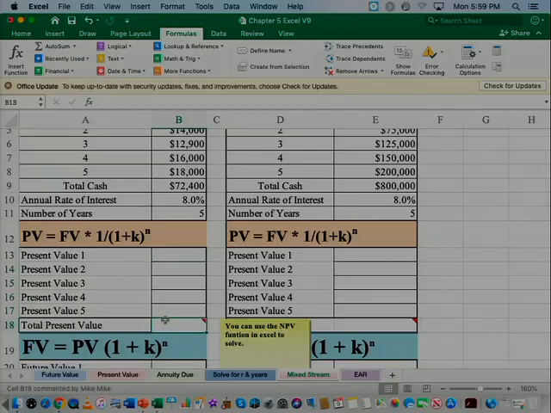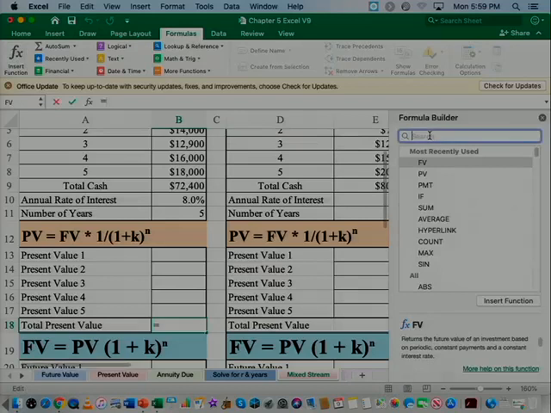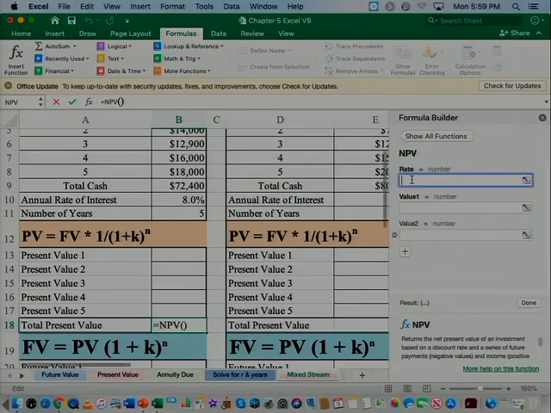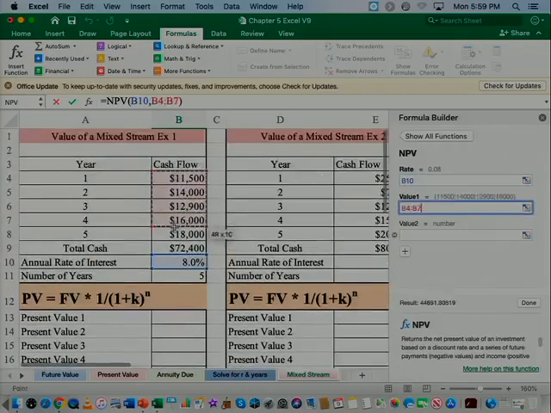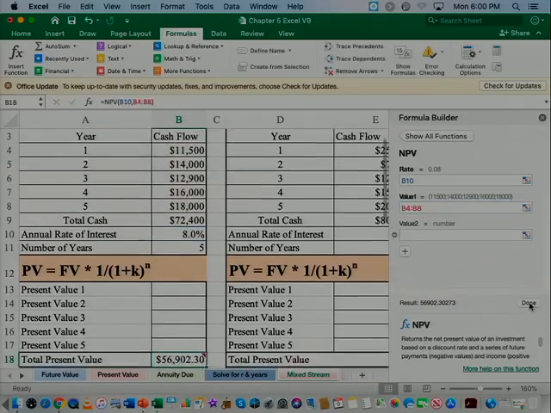Pay attention as I show you how this works. Look away from your laptops and your phones, because this is something you're going to want to follow. It's a little bit different. I'm going to go to insert function, type in net present value, and click on that. The rate here is the rate of interest. Then under value 1, I'm going to select all of the values for years 1 through 5, not the total cash flow, and then hit done.